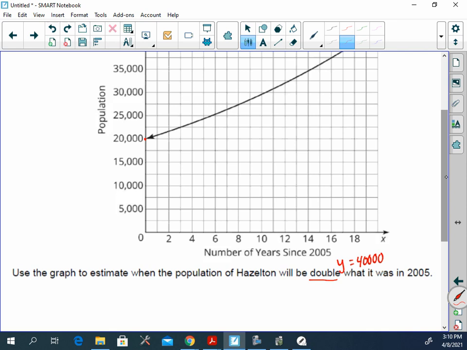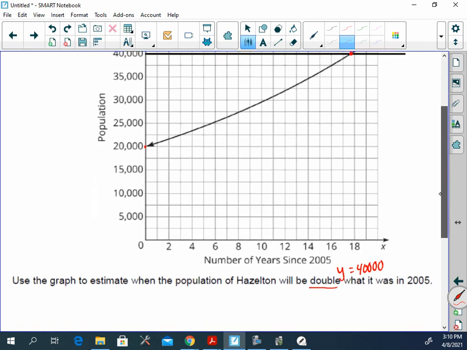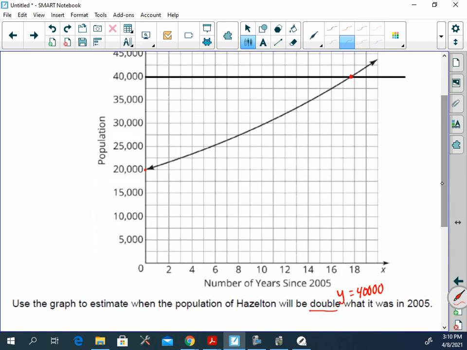And all you have to do then is on your graph here, draw a horizontal line at y equals 40,000. And you want to figure out where those intersect each other, which is going to be right about here. It says that we want to estimate using the graph, so we're not going to have the exact value, that's okay. It looks like it's somewhere between 17 and 18.